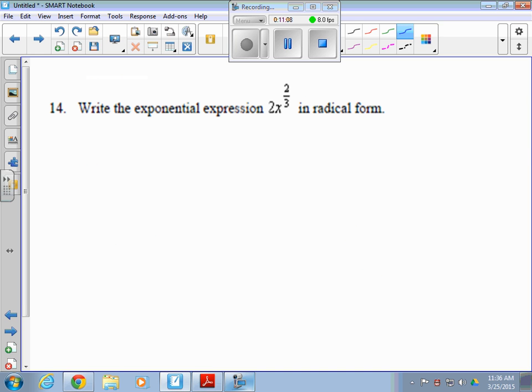14 says to write it in radical form. 2 times, notice this is the part that's being raised to the 2/3 power. So it's 2 times x, or the cube root, again, because that bottom number is the index, the cube root of x. The top number, the numerator, is what you raise it to, squared. So this is it written in radical form. 2 times the cube root of x squared.